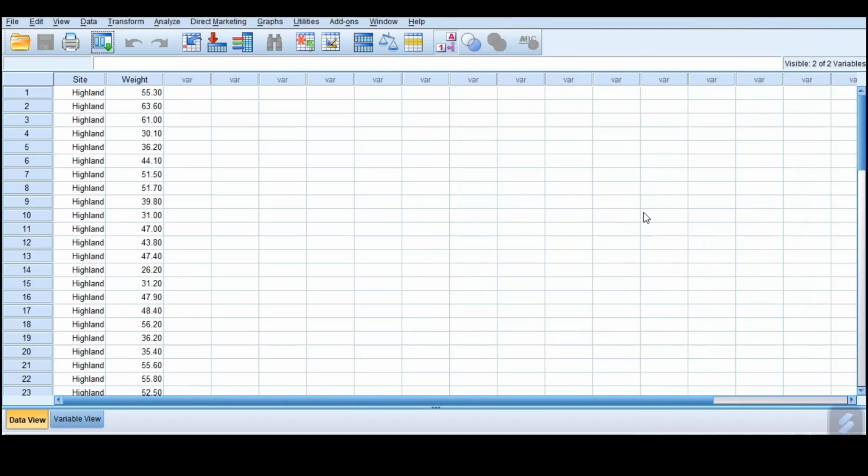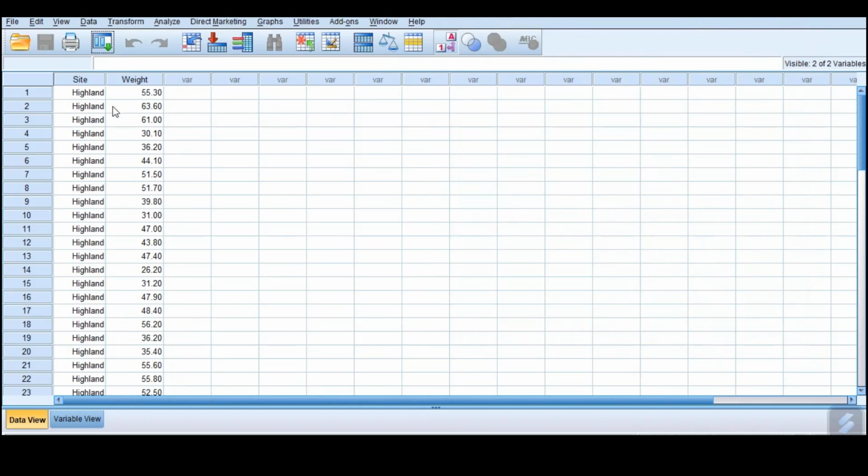When we talk about the independent t-test, we have more than one group, and we want to see if there is a significant difference between the two groups. But remember, these two groups are totally independent. They have nothing similar to both of them.